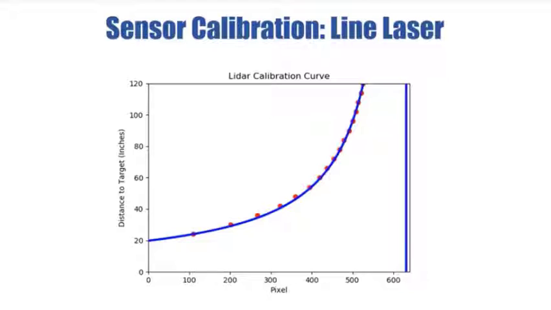I then plotted this experimental data on top of the theoretical data, saw that they were reasonably close, and was able to move on to mapping a test target.